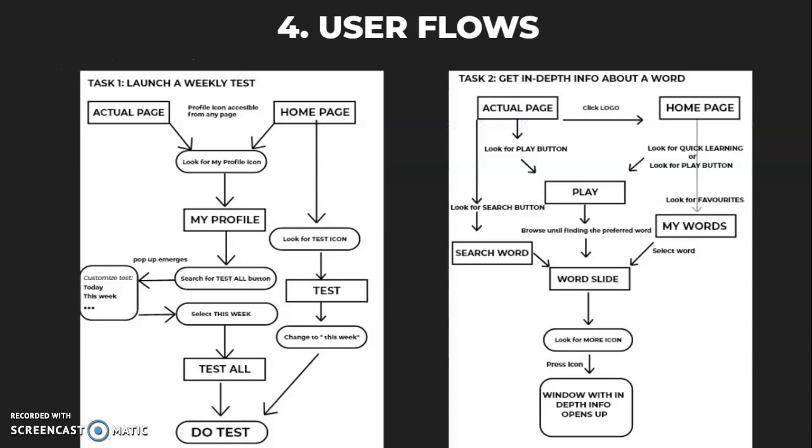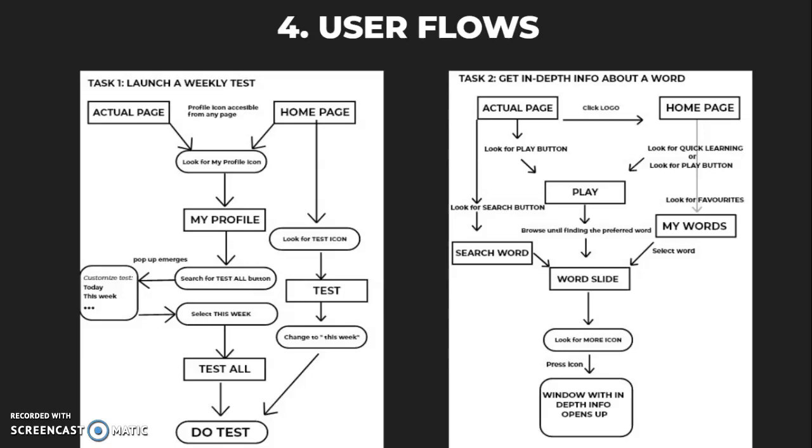These are the user flows. Launch a weekly test, get in-depth info about a given word. So the first one, you have a profile icon. You go there from your actual page or the home page. And then you have a test icon you can customize if you want to test what you learned today, what you learned this week, this month, up to you. Or you can just go to this test icon in the homepage, test all after you change to the this week option, and you do the test.